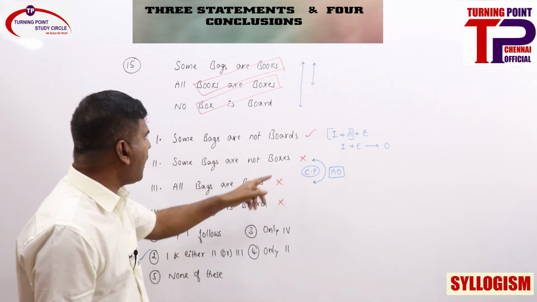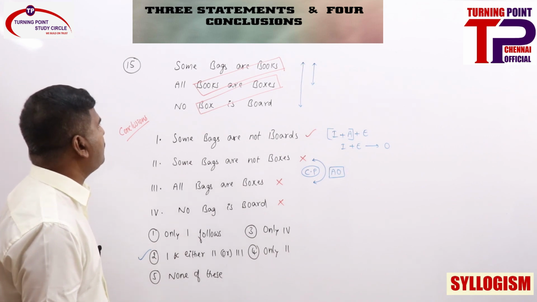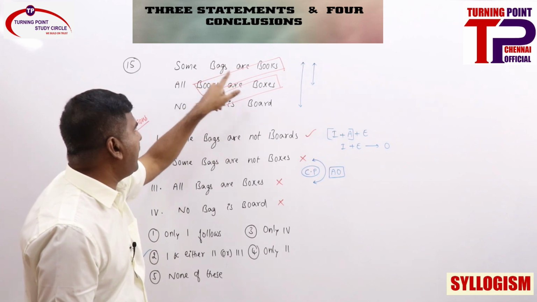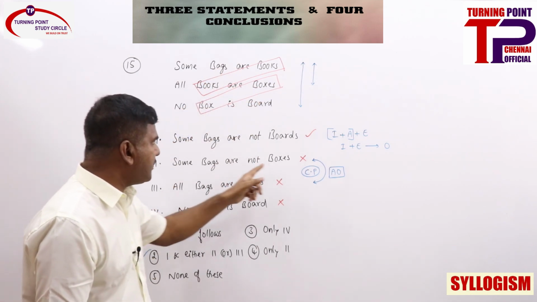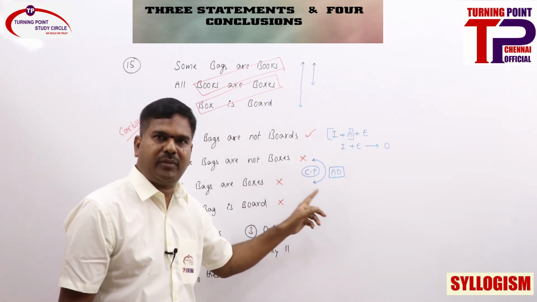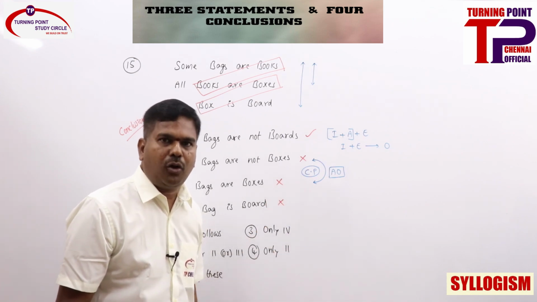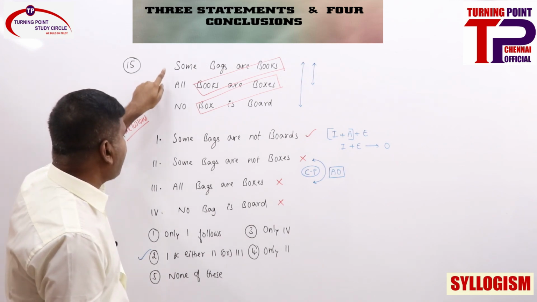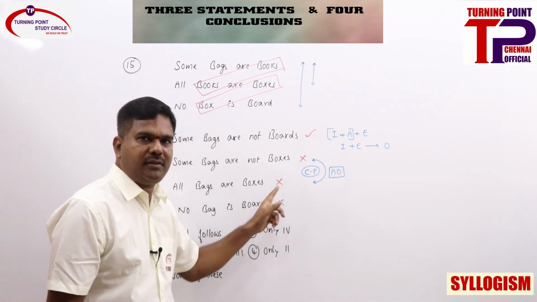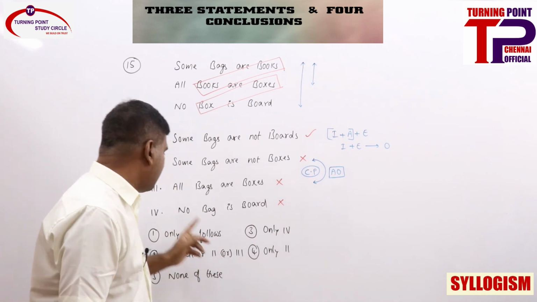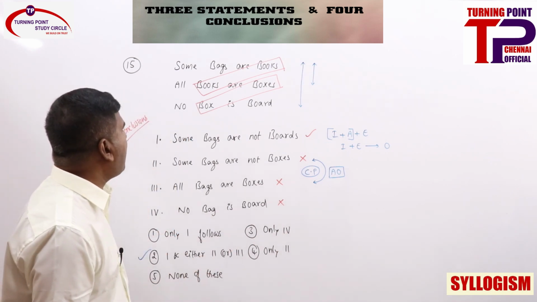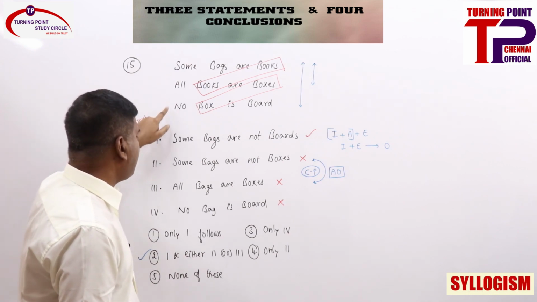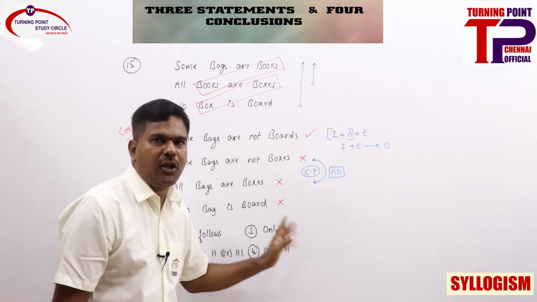Next one, some bags are not boxes. Where are bag and box? 1 and 2. So what is I plus A? I, you will be getting some bags are boxes, but they mentioned an O statement. That is the reason it is ruled out. So I cannot be converted into O. Come to the third one, all bags are boxes. I plus A is I only, you won't be getting an A statement. That is the reason the third one is also ruled out. Fourth one, no bag is board. Where are bag and board? Again 1 plus 2 plus 3. What is I plus A? I plus E, O, not an E statement. That is the reason it is ruled out.